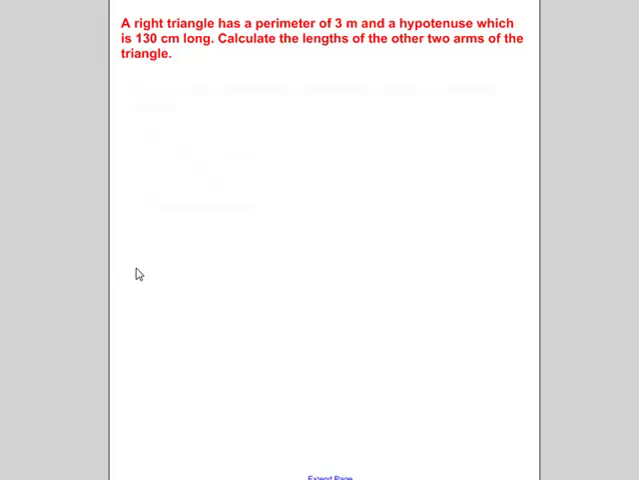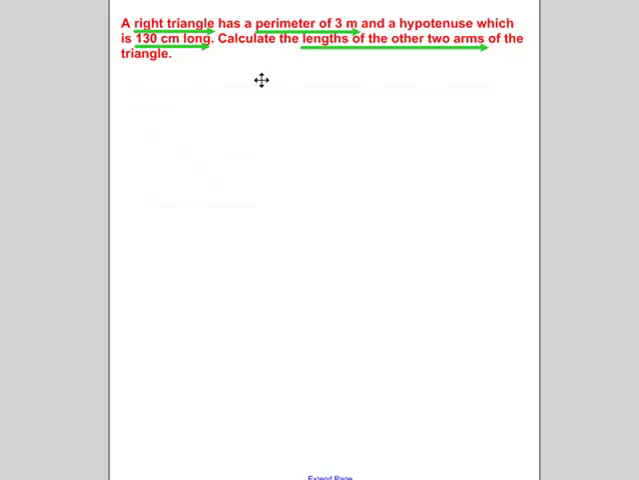Alright, let's take a look at a particularly tricky word problem. It's tricky because to develop the quadratic equation, you have to consider a constraint, and it's a geometric problem, which often throws us off. The question is, and I'll underline important information as I read: a right triangle has a perimeter of 3 meters and a hypotenuse which is 130 centimeters long. We need to calculate the lengths of the other two arms of the triangle.